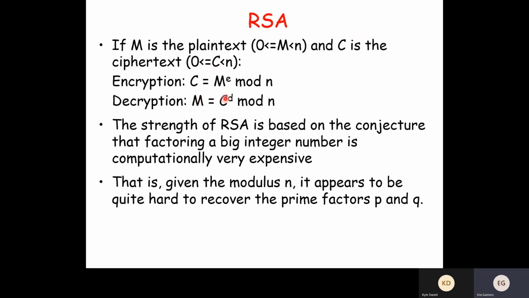This result will be the ciphertext. Now, if you give me the ciphertext C and the private key, which is a pair of integers d and n, I can go back to the plain text using this formula. I take the ciphertext, raise it to the power of d, and compute the result modulo n. And this will be the plain text.